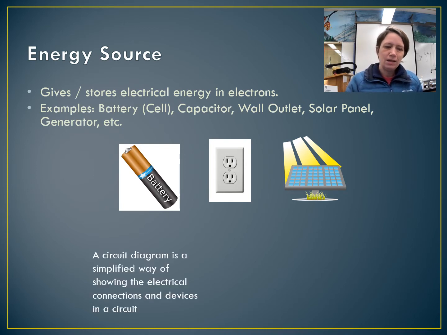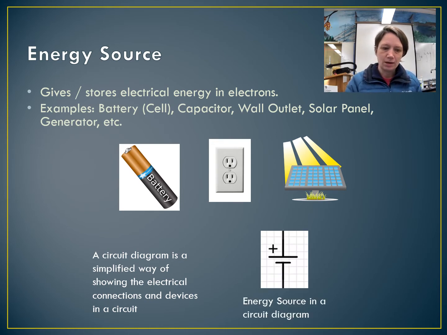So we are going to be including all of these elements in something called a circuit diagram. A circuit diagram is a simplified way of showing all of the electrical connections and devices in a circuit. So obviously we don't want to have to be drawing the actual battery or drawing the solar panel. We want to have a way to show a symbol for a battery or a symbol for a solar panel in a circuit that everyone will recognize.